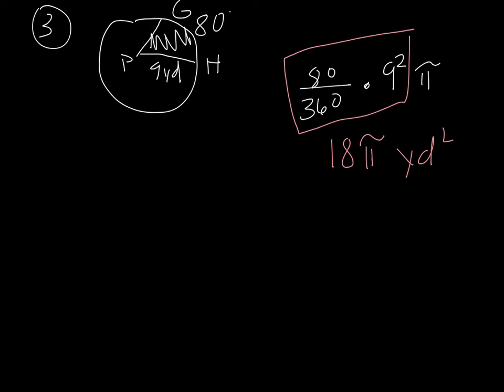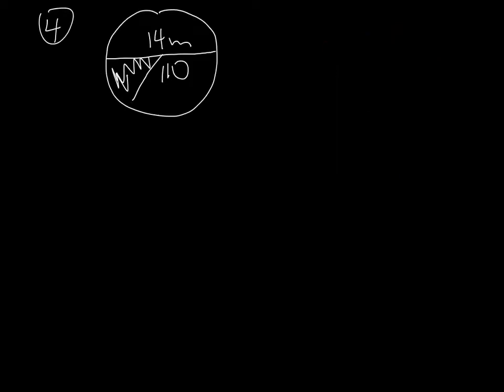So when you're typing this into your answer, you type the 18, and then you're going to have to look for your pi button. You have to make sure to include your pi button. If you don't, then you're not going to get it correct. The next question is number 4.